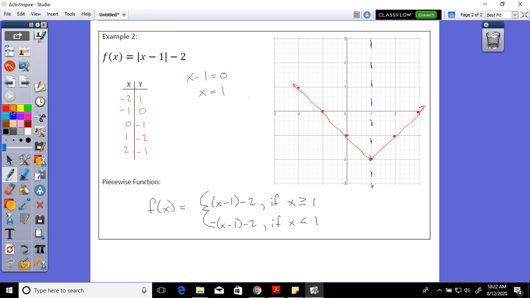Now, we could clean this up a little bit or simplify it. So I'm going to bring that down here below. If we do the math here, that's just going to be x minus 3 if x is greater than or equal to 1. This one, if we distribute the negative through, we get -x plus 1 minus 2. That's going to give me -x minus 1 if x is less than 1. All right, so there is my simplified version of my piecewise function. I hope this helps.